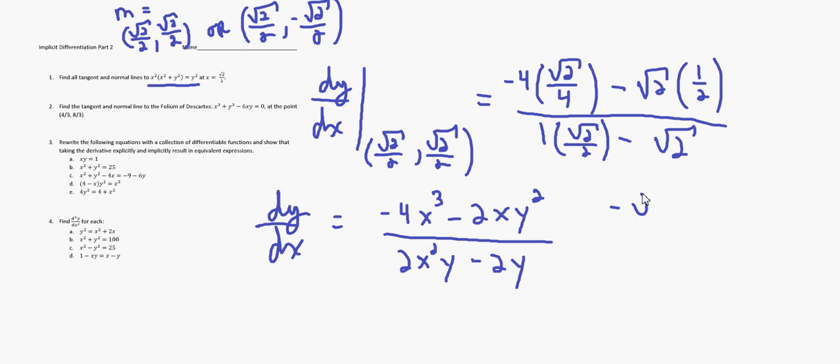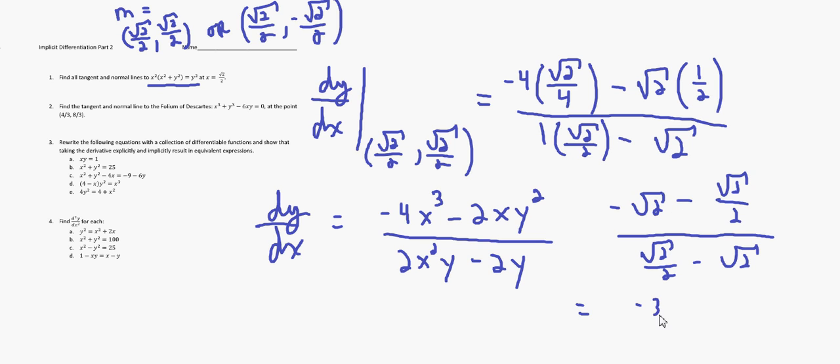That's going to be negative root 2 minus root 2 over 2, which is 1/2 root 2, over root 2 over 2 minus root 2. And this is just going to be negative root 2 minus root 2 over 2. You get the 2's on the denominator, so it's going to be negative 3 root 2 over 2 over, this is root 2 over 2 minus this, that's going to be negative root 2 over 2.